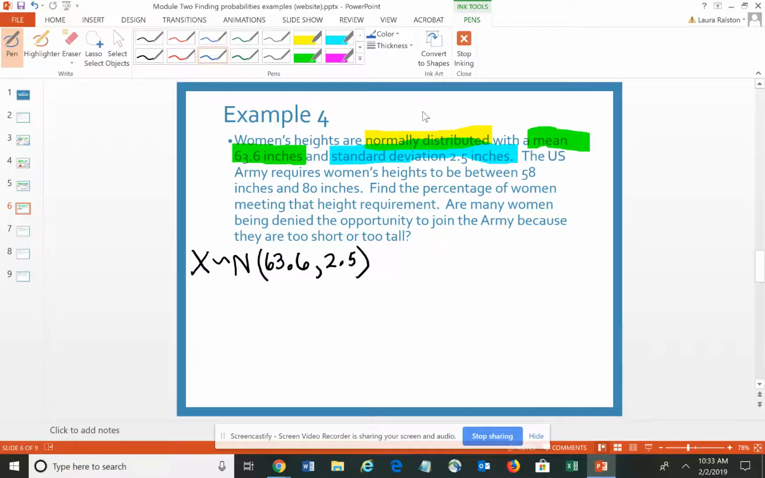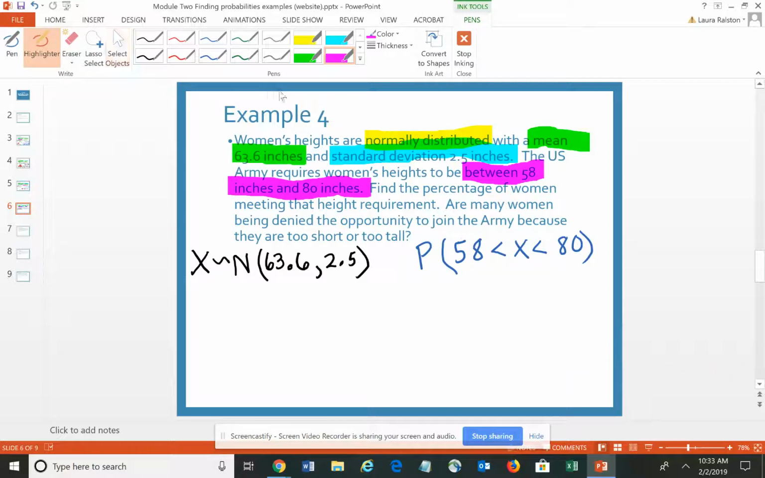It then goes on to explain that the Army requires women's heights to be between 58 inches and 80 inches, and it wants to find the percentage or the probability of women that meet that height requirement. So we're really looking for the probability that they're between 58 and 80 inches. That's really what they're asking. Now, you may have to read a little bit between the lines, but we want between 58 and 80 inches.